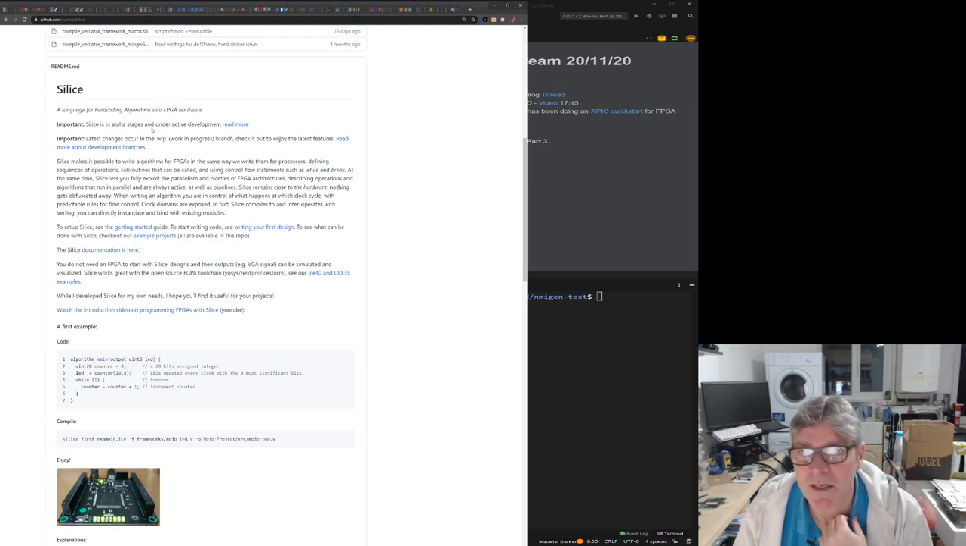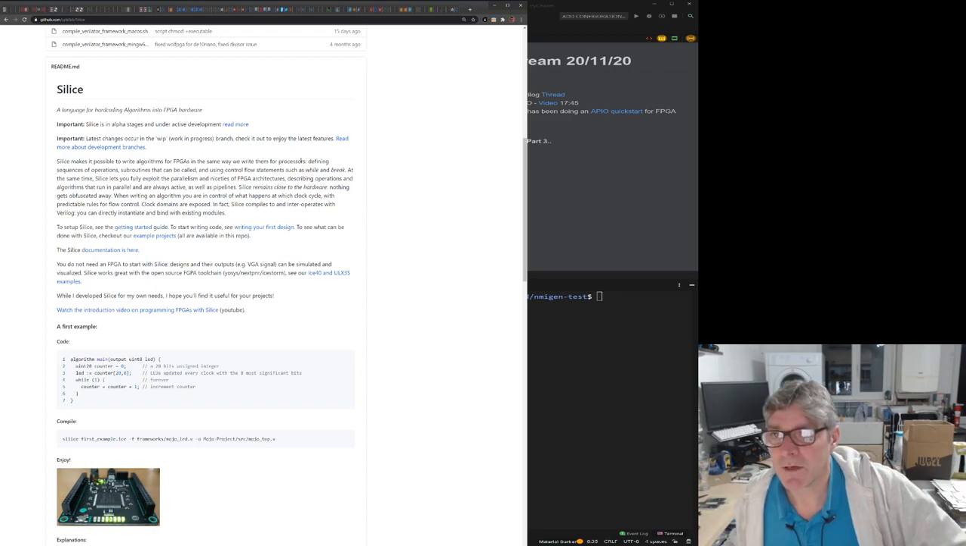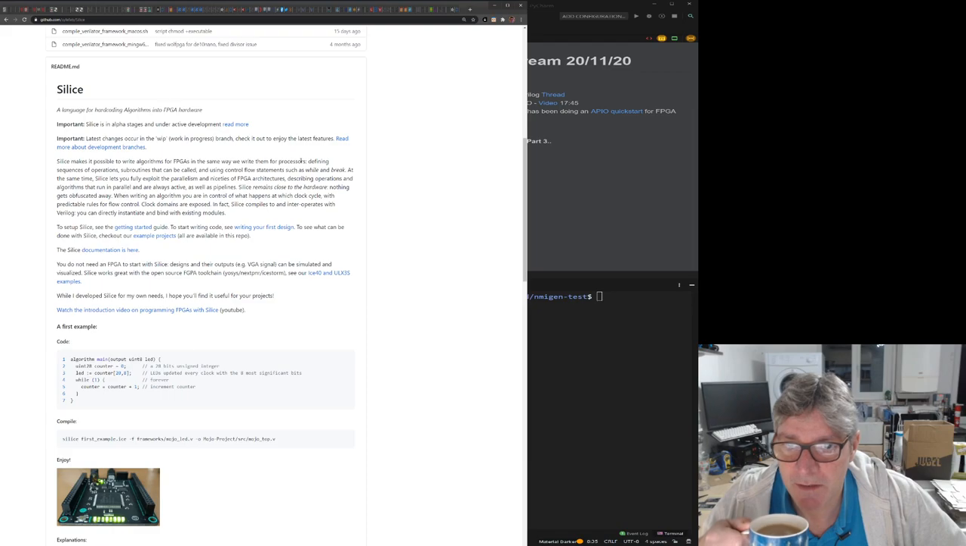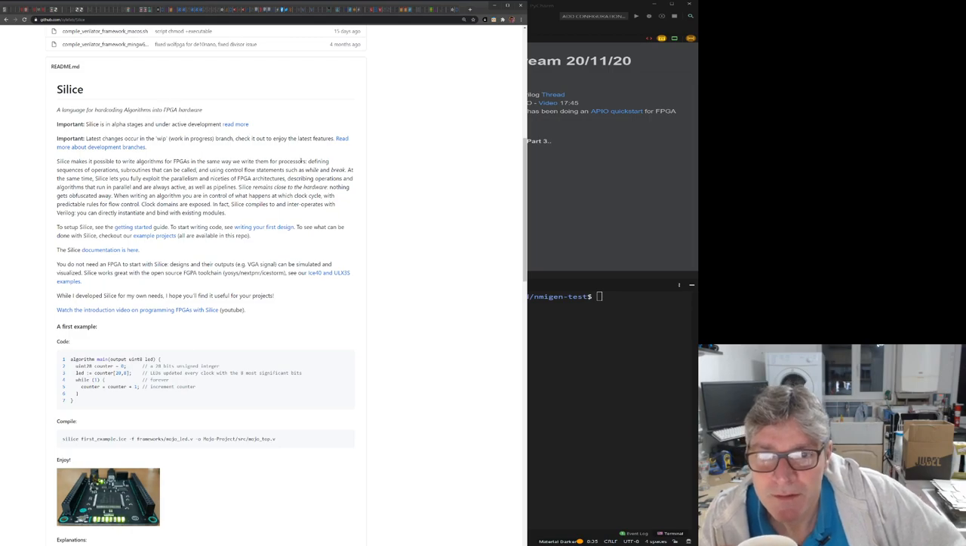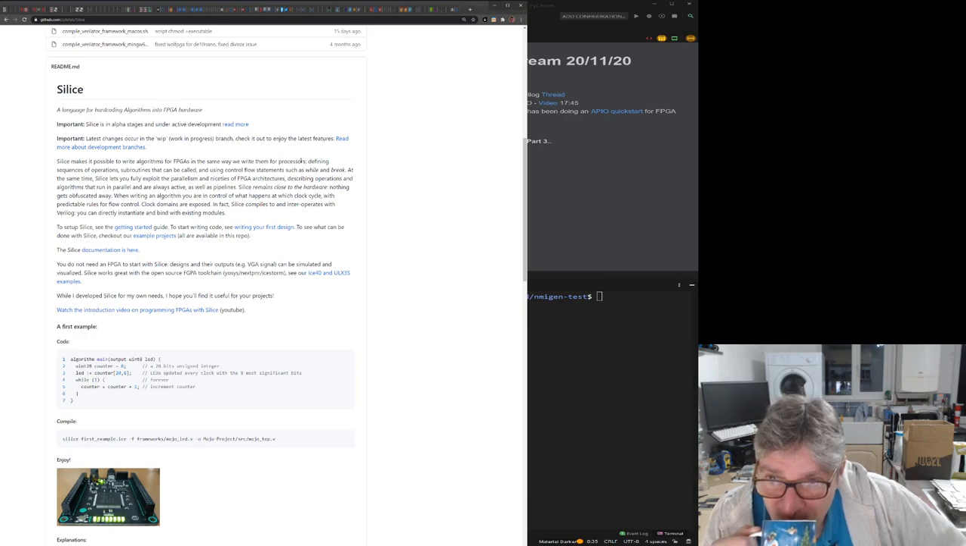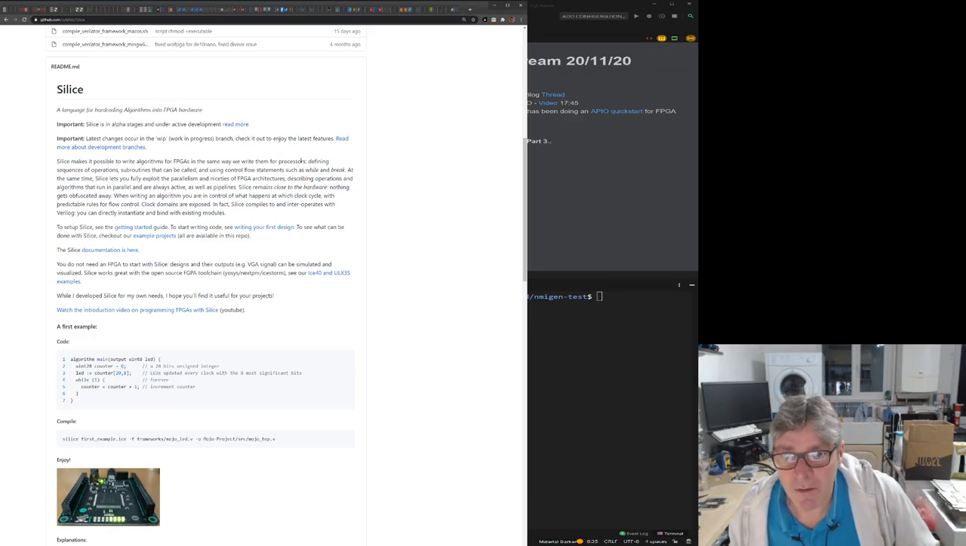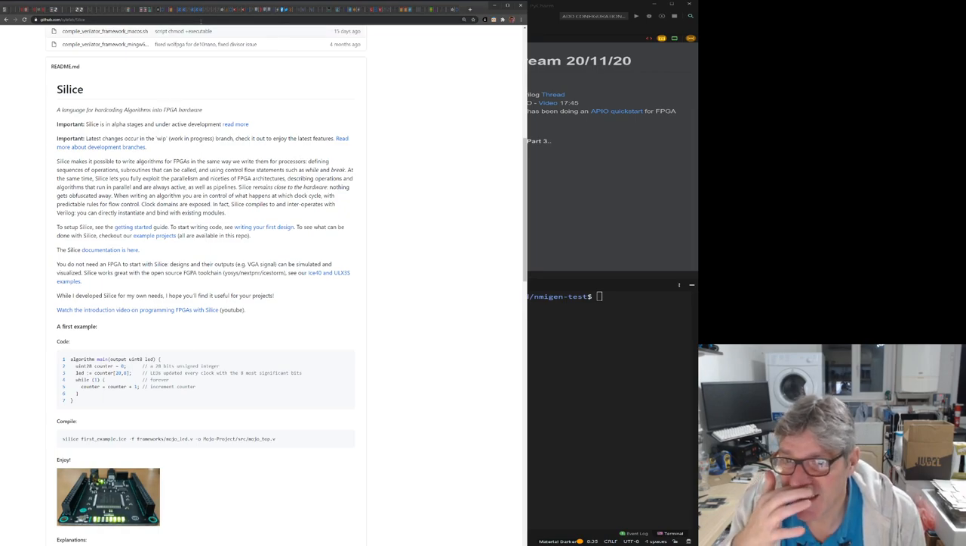Important: Silice is in alpha stages and under active development. Read more. Important: latest changes occur in the work in progress branch. Silice makes it possible to write algorithms for FPGAs in the same way we write them for processors, defining sequences of operations, subroutines that can be called, and using control flow statements such as while and break. At the same time, Silice lets you fully exploit parallelism and the niceties of FPGA architectures, describing operations and algorithms that run in parallel and always active, as well as pipelines.